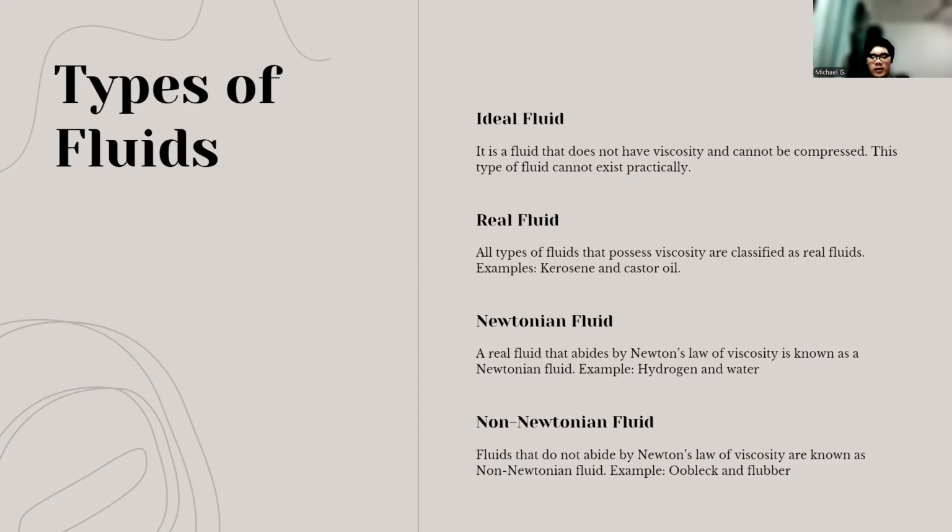petrol, and air. Third is Newtonian fluid. The fluid which obeys Newton's law of viscosity. And Newtonian fluid has constant viscosity and it doesn't depend upon the shear stress applied on it. For example, kerosene. And the last one, non-Newtonian fluid, is the fluid which doesn't follow Newton's law of viscosity and the relationship depends upon all three quantities: shear stress, viscosity, and velocity gradient. Examples of non-Newtonian fluid are blood, paint, and ink.